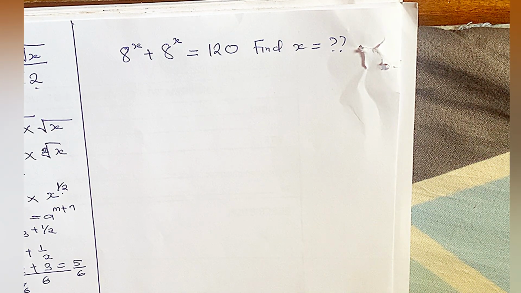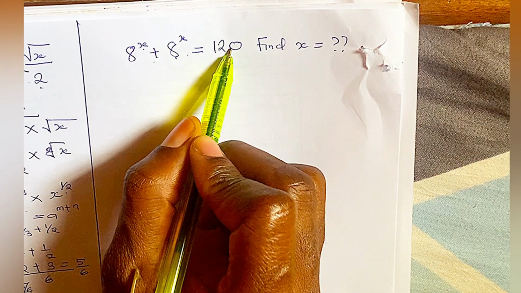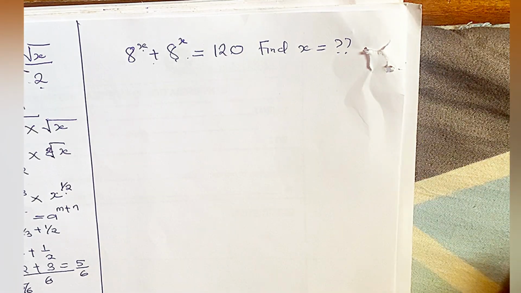Today we have a math Olympiad equation to solve. It's an exponential math Olympiad equation. Okay, so let's solve it. We have 8 to the power of x plus 8 to the power of x is equal to 120. And we're asked to find the value of x in this equation.